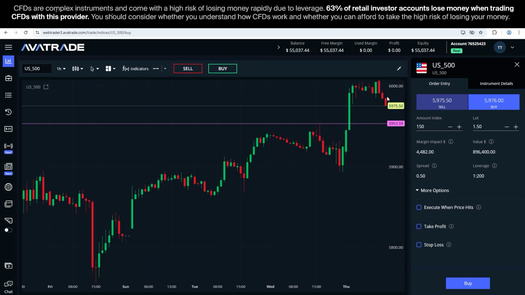And so now we see a pullback, which often happens after such a rapid rise. Then the sellers come in, but those that were so excited about the news that caused this rise eventually could get back in near this inflection point potentially. Okay, so a pending order here to buy could make sense.